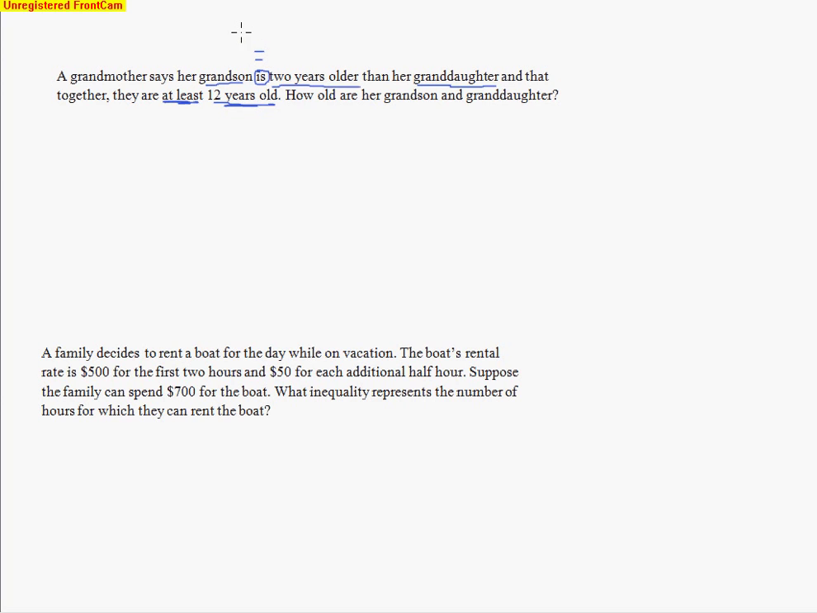Okay, so I'm going to write some variables. I don't know what the grandson's age is. So I'm going to say grandson equals S. Granddaughter, we'll say, equals D. So the grandson is, means equals, 2 years older than the granddaughter. So I'm going to do D plus 2. So the granddaughter's age plus 2 years.